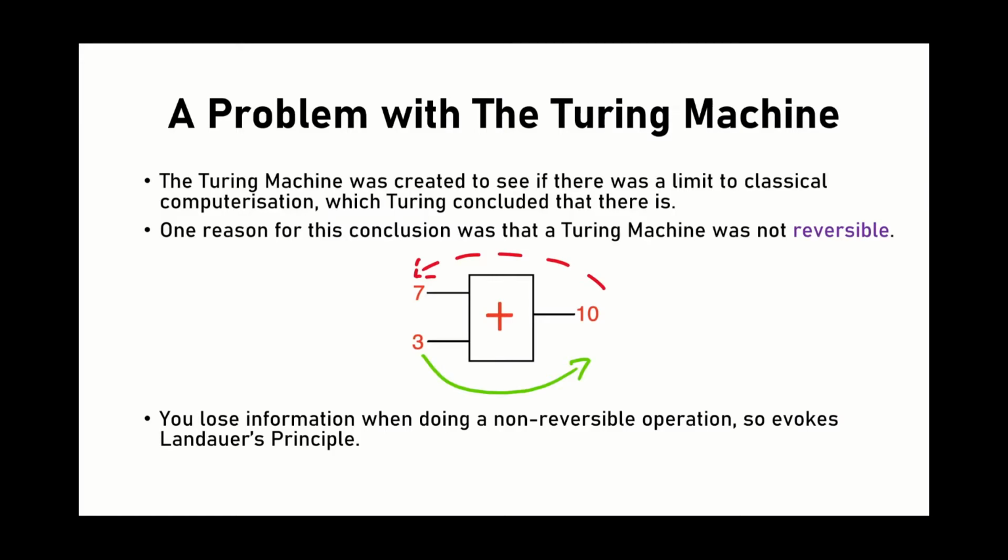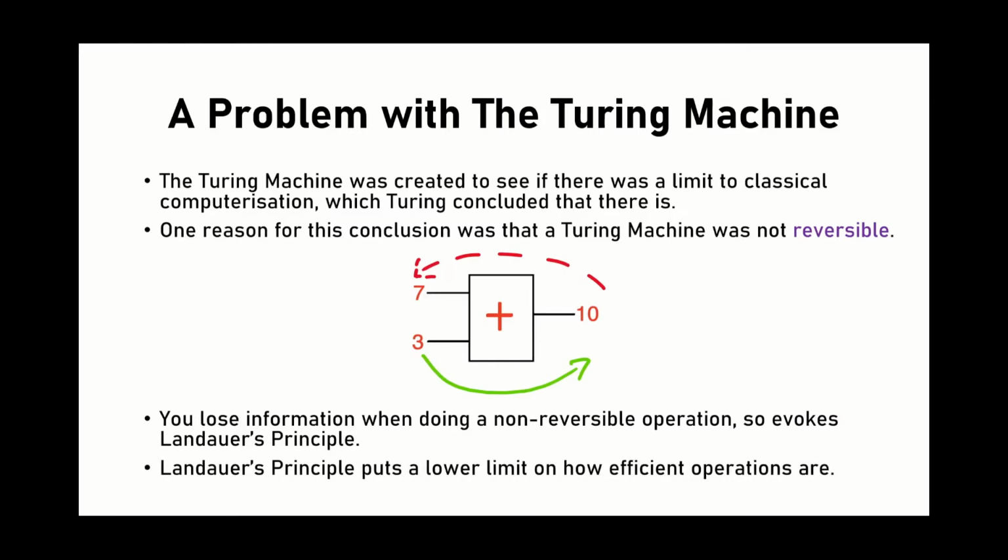Now, this invokes something called Landauer's principle, which states that this loss of information must be expelled as heat. Now, since we have to give out energy or information as heat, this puts a lower limit on how efficient operators can be. So at some point, we will hit a lower limit on how efficient our processors are.